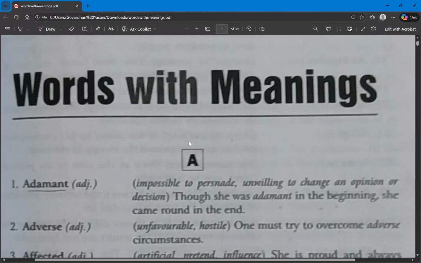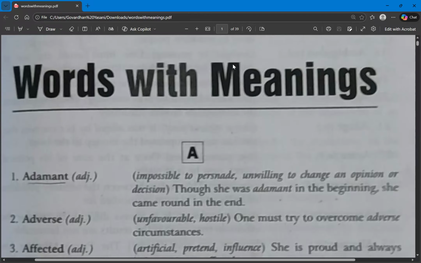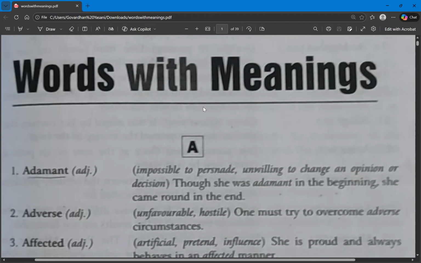Jai Hind, everyone. In this video, we are covering certain words with meanings that are given in Objective General English by S.P. Bakshi. So, from this book, as I've already studied for the examinations, there were some words that have been asked in the examinations. So that is why I thought of bringing up this series where we'll cover certain words for each letter, that is from A to Z.